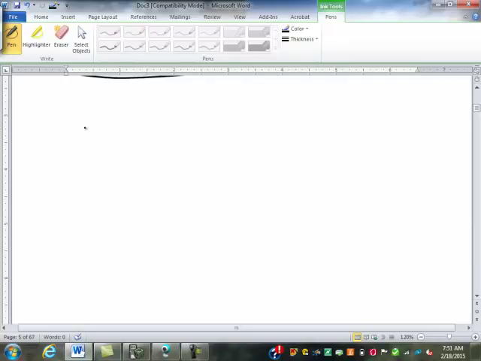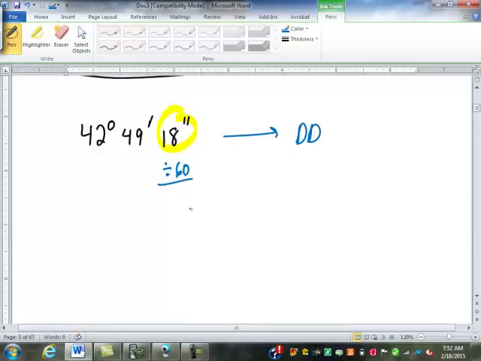So let's say we have 42 degrees, 49 minutes, 18 seconds. To convert this into decimal degrees, we just have to reverse the process. We start with the smallest unit and we convert it up. So I'm going to start with the seconds, and I have to convert those seconds into decimal minutes by dividing by 60. 18 divided by 60 is 0.3.